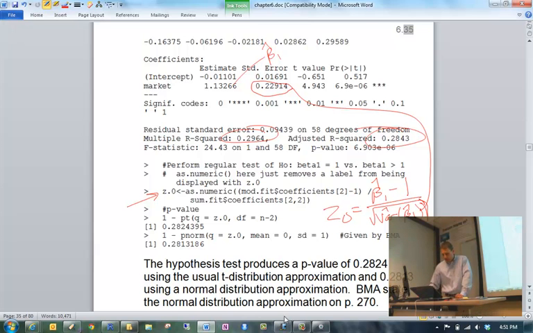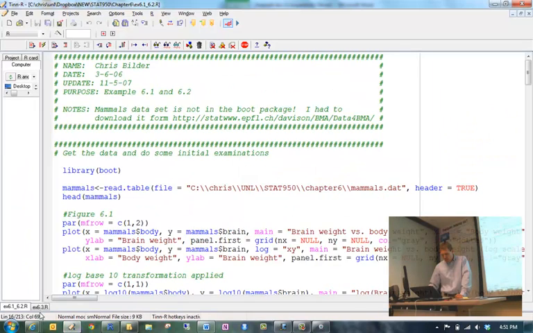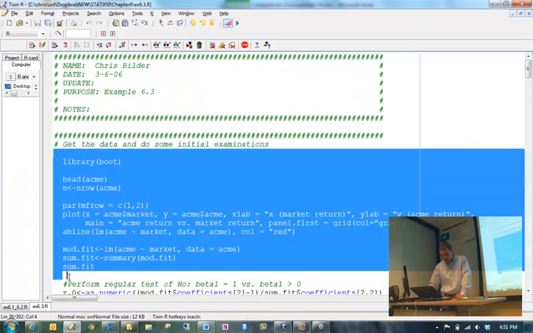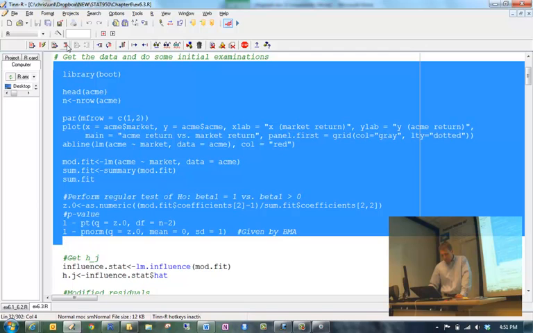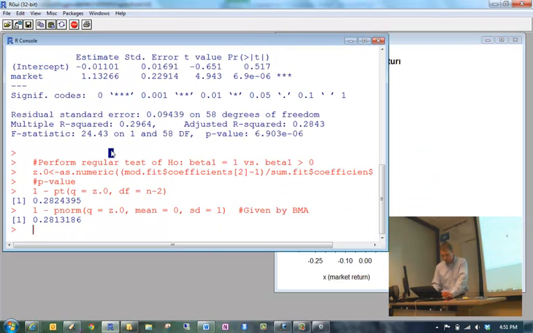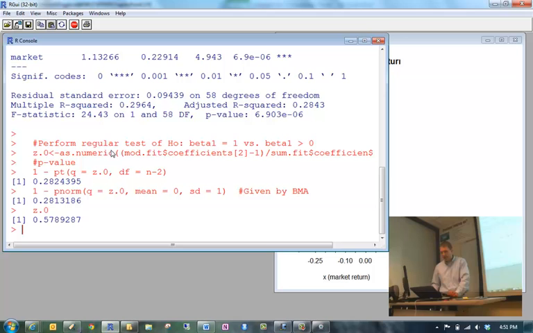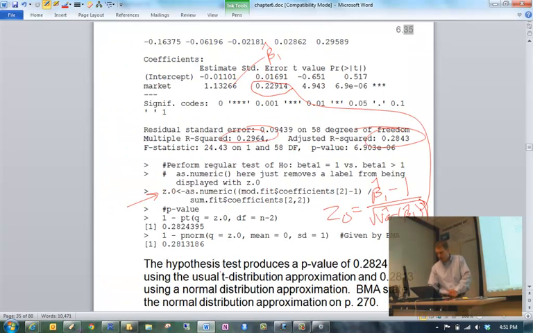So let's actually get the test statistic itself. Let's go ahead and do this. So the test statistic is 0.57, or we'll call it 0.58. Just be careful here. Of course, you don't want to look at the stuff in the summary output, because that's testing whether or not beta 1 is equal to 0.